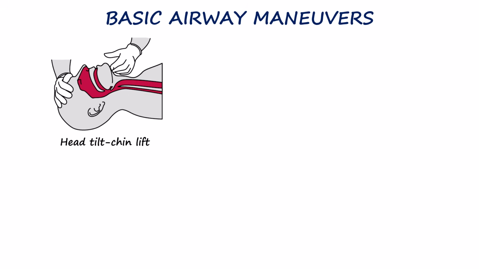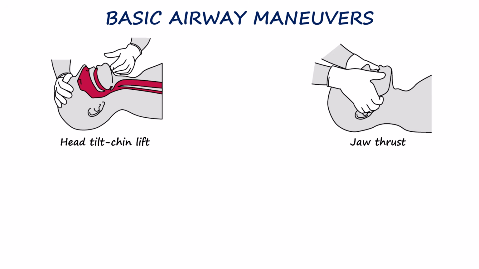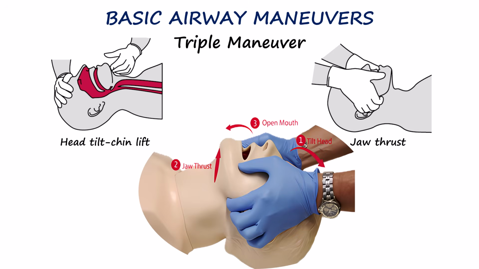Although the head tilt, chin lift, and the jaw thrust are two separate airway maneuvers, they can also be performed together in combination. This is known as the triple airway maneuver. It involves tilting the head, performing a jaw thrust, and opening the mouth. The triple airway maneuver is considered the most effective manual method of opening the airway during resuscitation, before the placement of airway adjuncts or the use of bag valve mask ventilation, provided there is no suspicion of cervical spine injury.